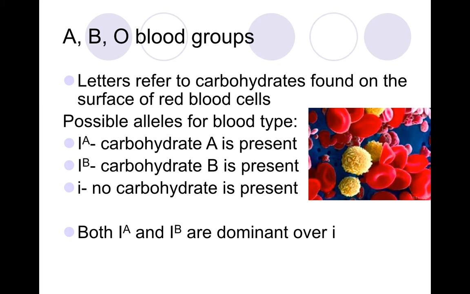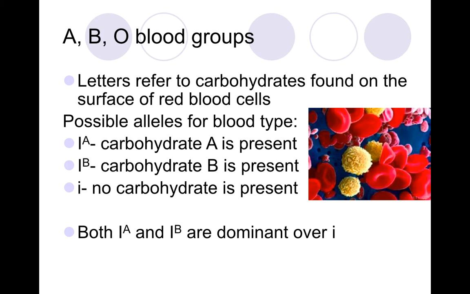We have A, B, and O blood groups. The letters that are used for this refer to the carbohydrates and proteins that are found on the surface of the red blood cells. If they are present, it tells you if the blood is type A, type B, type O, or type AB.